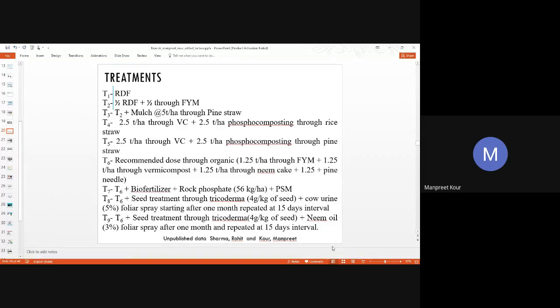And then I got transferred, and this project ultimately goes to Dr. Rohit Sharma, and he has given the results. T7 excelled in all the treatments with higher grain yield and rajma yield. T7 is where we have used organic sources plus biofertilizers plus rock phosphate plus solubilizing microorganisms, and its soil properties are also found good in those treatments. Now, this is the methodology.